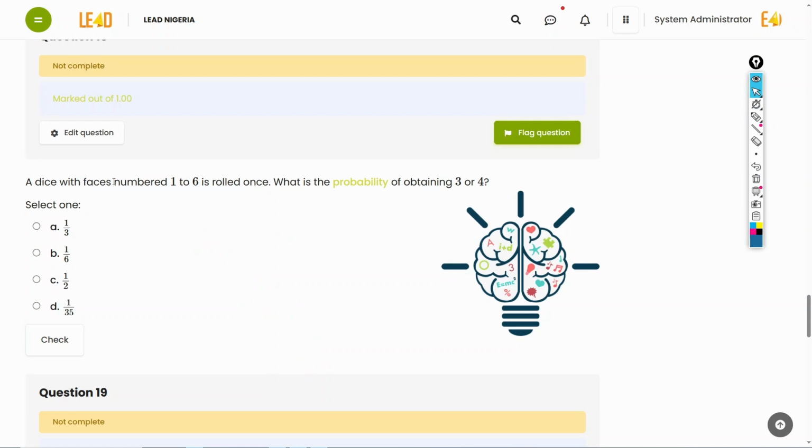A dice with faces numbered 1 to 6 is rolled once. What's the probability of obtaining 3 or 4? All right. So probability of obtaining 3 plus probability of obtaining 4. Probability of obtaining 3 is 1 out of 6, because there's only one side that has a 3 out of 6 of them. Plus probability of obtaining 4 is also 1 out of 6. So we end up with 2 out of 6, which is 1 in 3. That's option A.